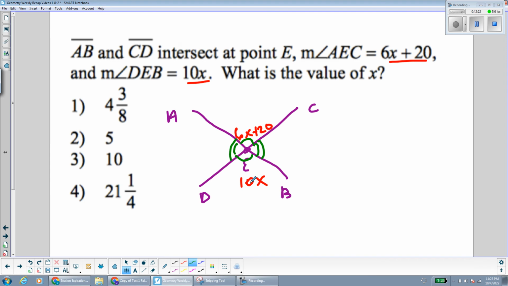So let's make an equation that says what we just said out loud, that these two angles are equal or congruent to each other. This angle, the 6x plus 20 angle, is equal to this angle, the 10x angle. Let me solve real quick.